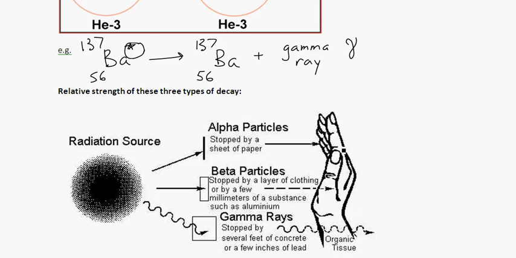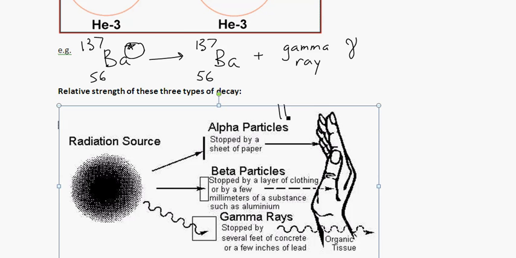So alpha decay can be stopped even by a sheet of paper. And it kind of makes sense if you think of it, because an alpha particle is large, 2 protons and 2 neutrons. A beta particle is an electron, so it's a little bit smaller, and it can be stopped by a layer of clothing or a few millimeters of a substance such as aluminum.